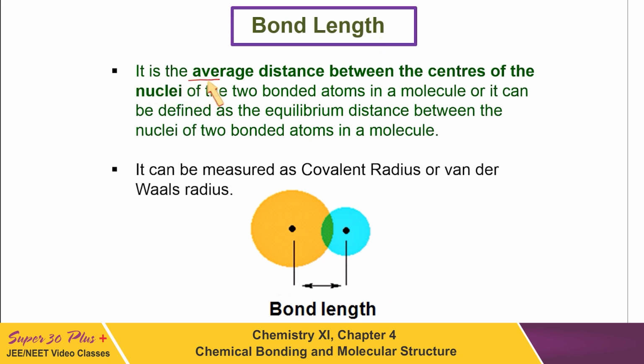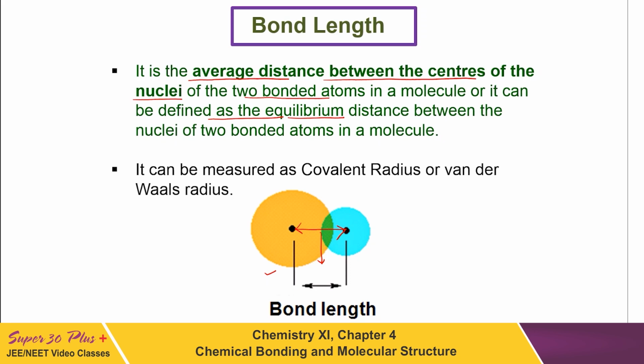It is the average distance between the centers of nuclei of two bonded atoms, like this one, yellow and blue. These are two different atoms which form a bond. So the distance between the centers of their nuclei, my dear students, is the bond length. Alright, and this is defined at equilibrium. When equilibrium is established, the bond is stable and the distance between them does not change.